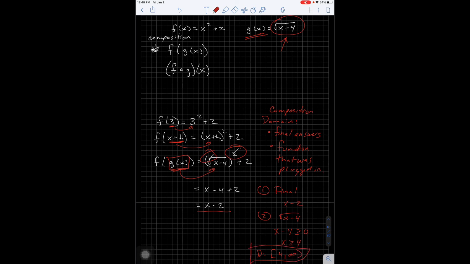What I would do is make some note cards for this domain issue. Make sure that you have down on a note card domain for composition of functions, and that you remember that you have to check your final answer and the function that was plugged in. As well, I would make note cards for the operations and how to find the domains of roots and equations.